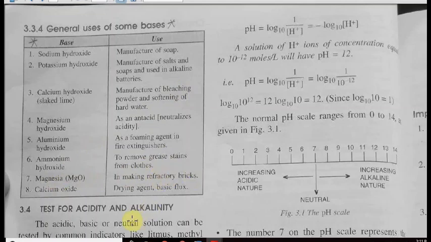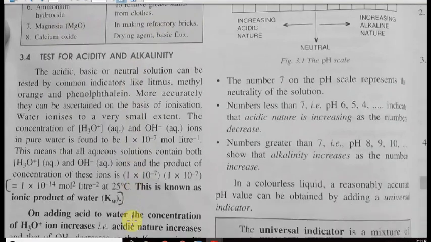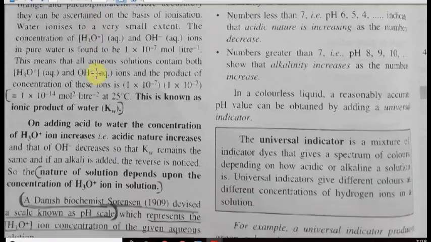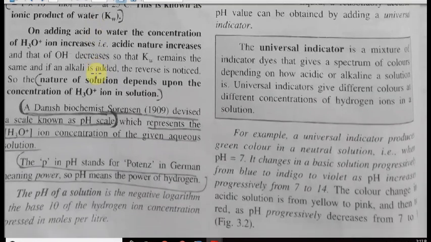Now, test for acidity and alkalinity. Students, please pay attention to your left hand side of the screen. The acid, basic and neutral solution can be tested by common indicator like litmus, methyl orange, phenolphthalein and etc. But they actually give the broad range, like they will say that okay, this is the base, this is the acid, but they do not say this is a strong base or this is weak base. Now let us see how to get this work done.